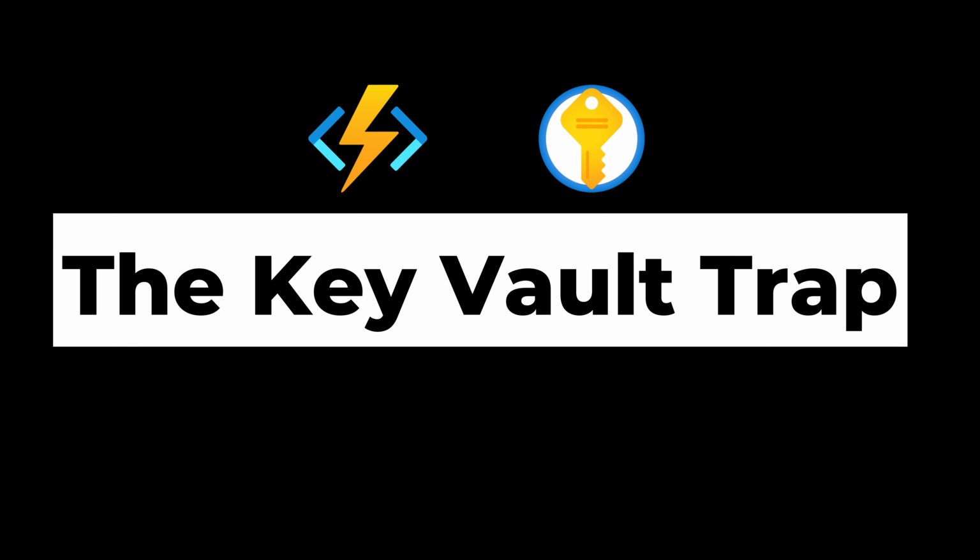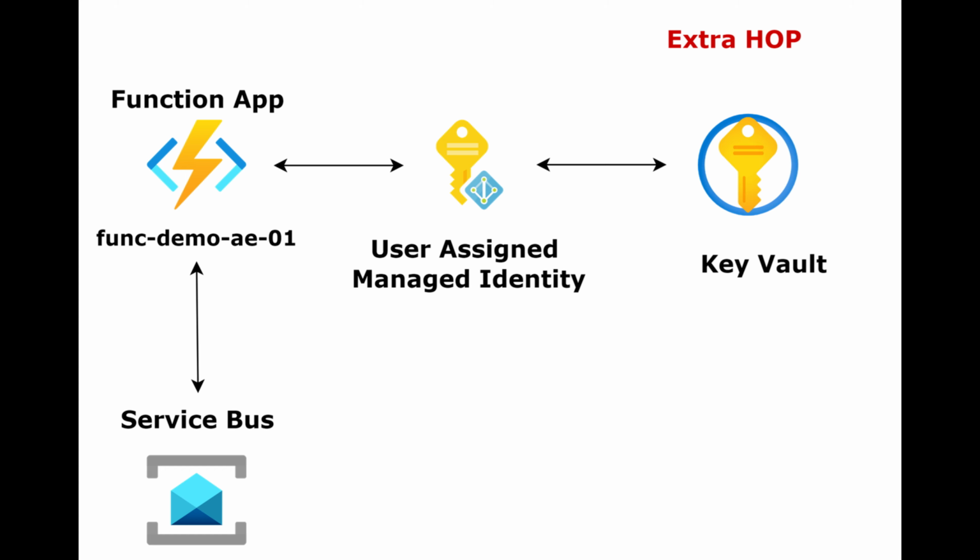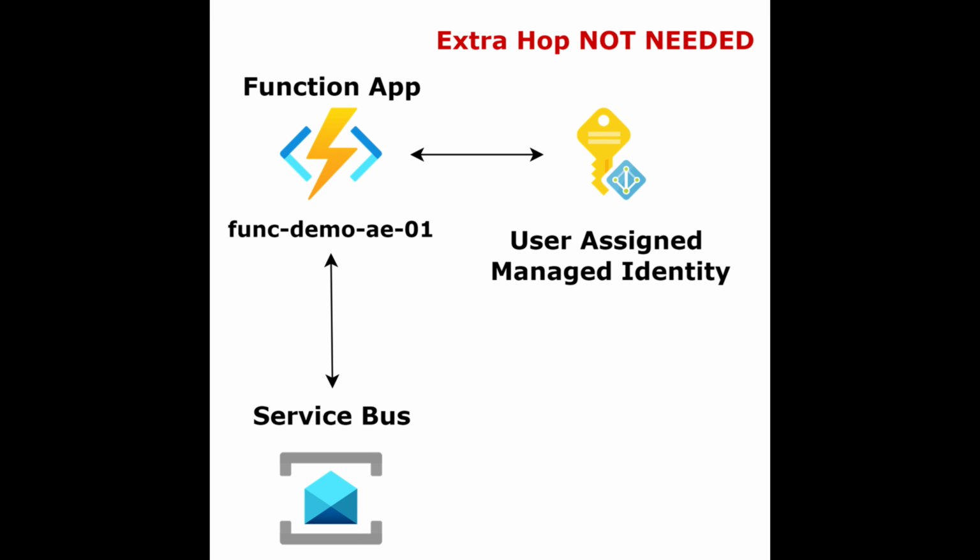Now, let's build it. Segment number 1, the Key Vault trap. This is a double hop. The function accesses the Key Vault and the Key Vault accesses the secret. Here is the problem with using Key Vault for connection strings. To get the secret from the Key Vault, your function already needs a managed identity to authenticate to Key Vault. So if you are using identity to get a password to talk to a service, why not just use identity to talk to the other services directly?